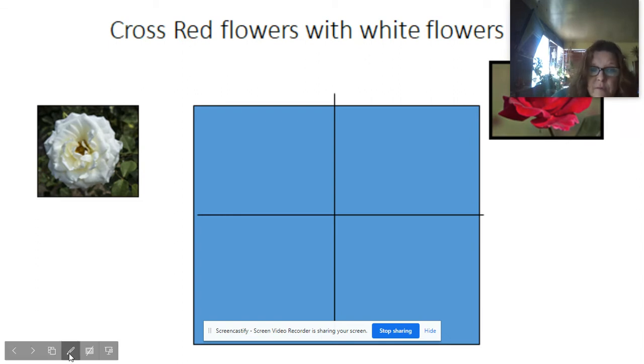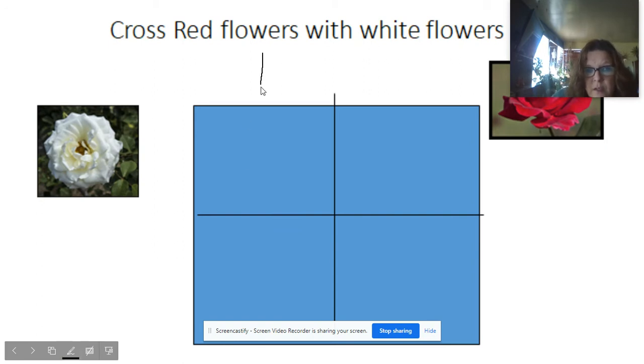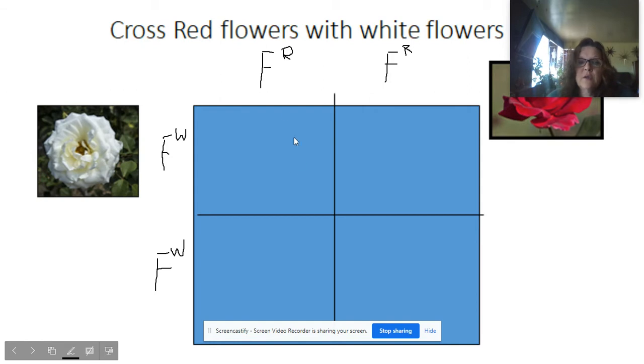So my first problem is to cross red flowers with white flowers. I'm talking about flowers, so I'm going to put in F's here. And then I'm going to use a little superscript here because neither one is dominant. So this is just saying this white flower has white alleles. And then I'll do the same over here. I'm sorry, I can't write very well with the mouse, but okay, so you'll end up with something like this.